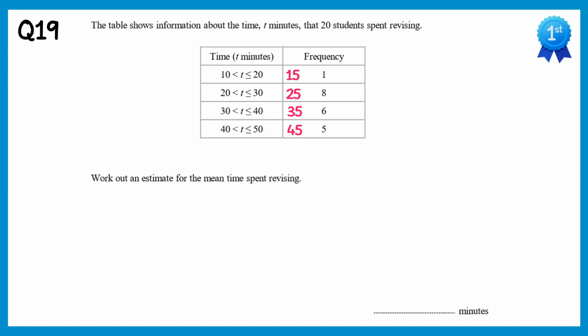I now times all of these midpoints by the frequencies. So 15 times 1 is 15. 25 times 8 is 200. 35 times 6 is 210. And 45 times 5 is 225.